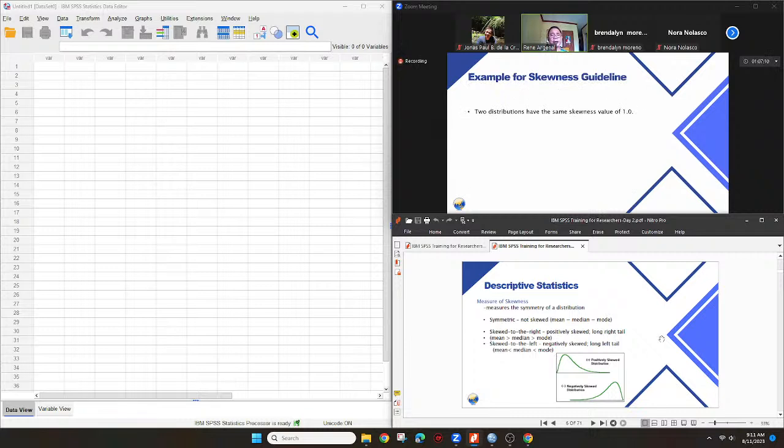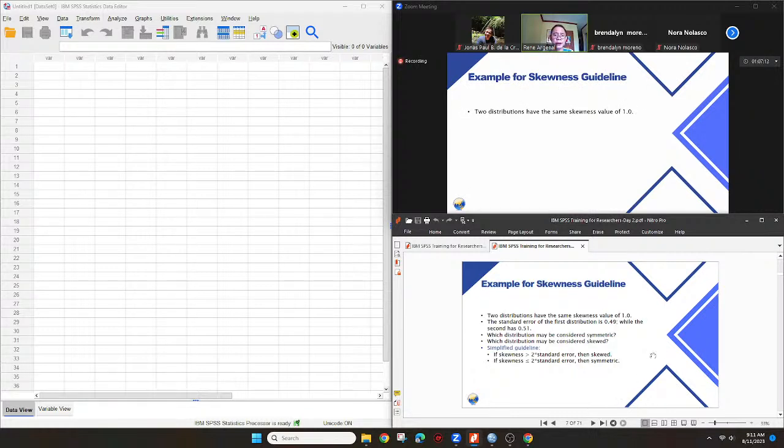Okay, so this is the guideline to determine the skewness of the distribution. How will you know whether the data that you have collected is symmetrical or normal, whether it's skewed to the left or skewed to the right? There are some statistics, especially parametric statistical tools, that require that the data should be normally distributed for you to justify the use of such a statistical tool.